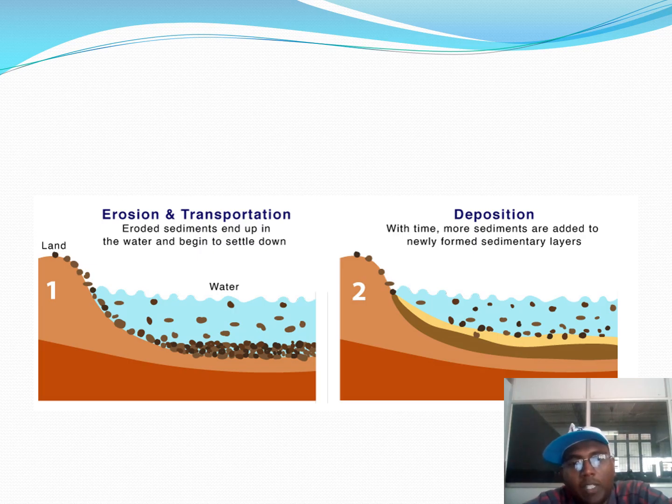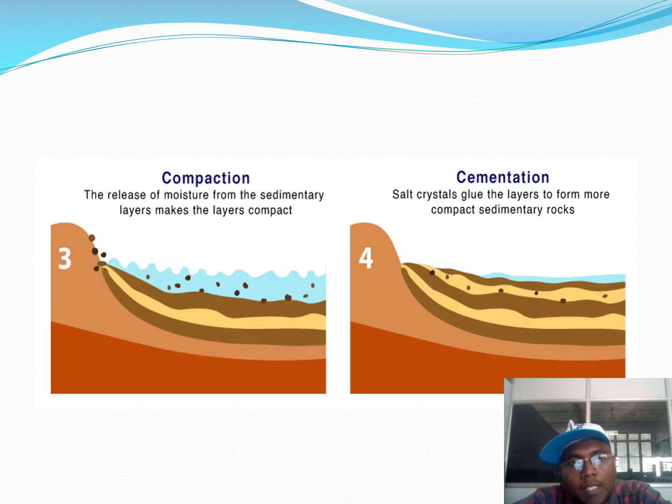During the transportation, the eroded sediment ends up in the water and begins to settle down. After the transportation, the deposition process is initiated. During the deposition process, more sediment is added to the newly formed sedimentary layer. In this third process, compaction takes place.